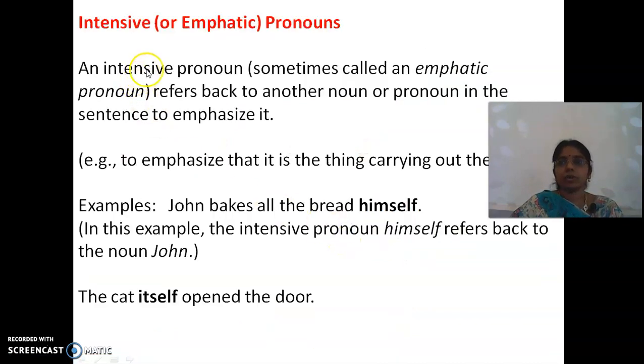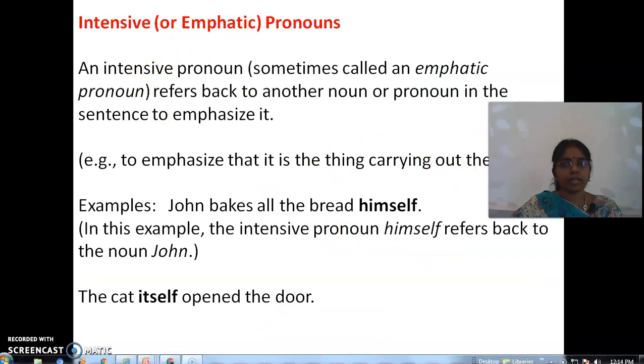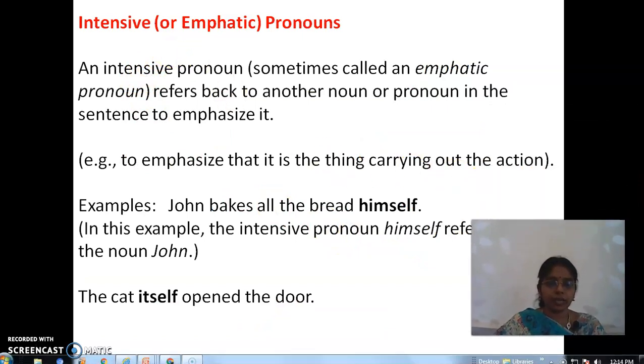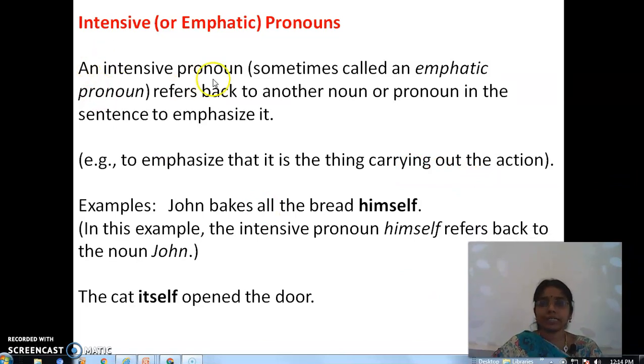Right? So, intensive or emphatic pronoun. I told you emphatic pronoun. An intensive pronoun, sometimes called an emphatic pronoun, refers back to another pronoun or a noun in the sentence to emphasize it. What is emphasize? Take your dictionary and search the word meaning for emphasize. To emphasize, that is the thing carrying out the action.